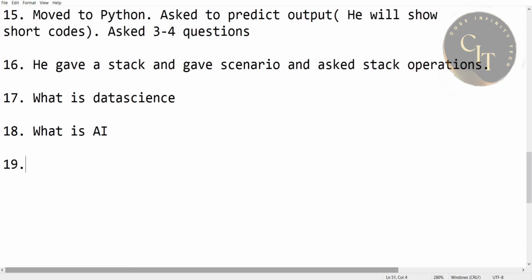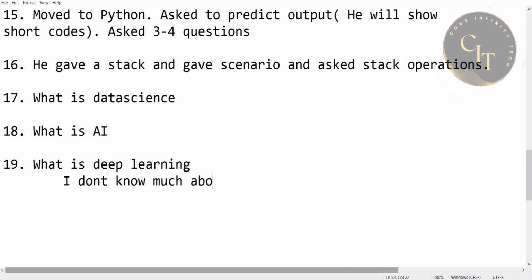Moving to the next question, he asked what is data science, what is AI, and what is deep learning. Theoretical stuff. I was not much aware of this, as I didn't touch this domain, but I mentioned general definitions of them. Again he asked very deep questions from there. So I said I don't know much about this domain, and that I was very comfortable with the cyber security domain. I told him I know only little basics.